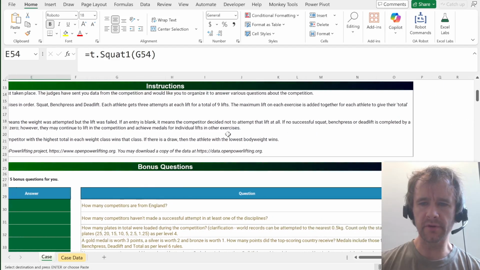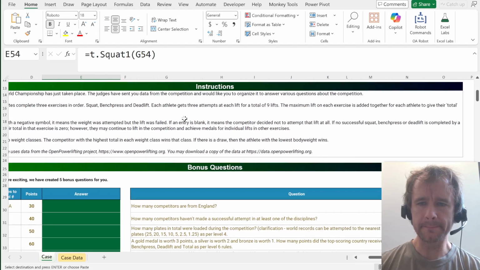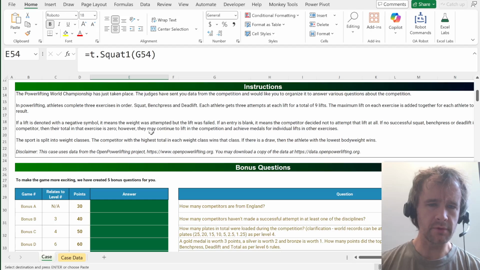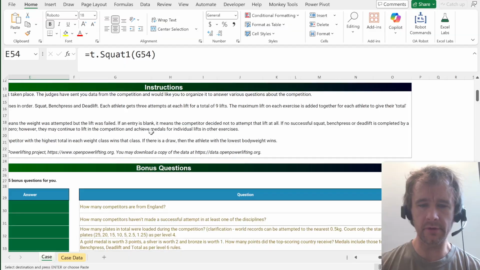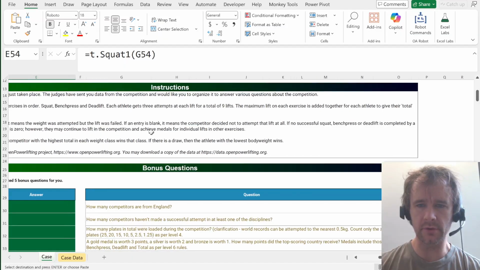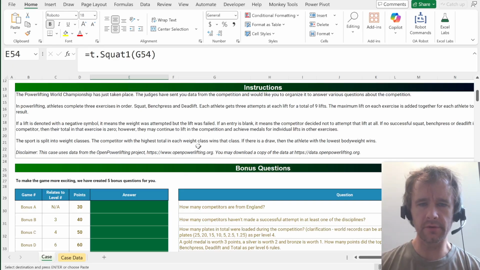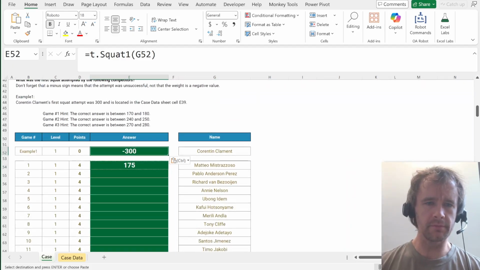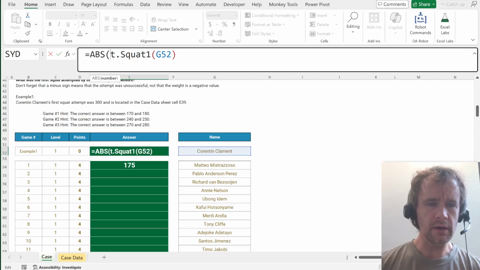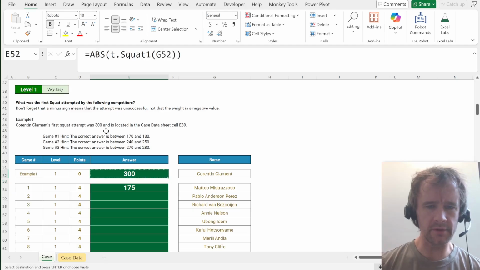Anyway, fine. Whatever. Right. I guess I need to read a little more. A lift noted with a negative symbol means the weight was attempted, but the lift failed. If an entry is blank, it means the competitor decided not to attempt the lift at all. If no successful squat, bench press, or deadlift is completed by a competitor, and their total in that exercise is 0, they may continue to lift in the competition. Fine. Okay. So I guess I need abs. Another first squat attempt. Yes, fine.